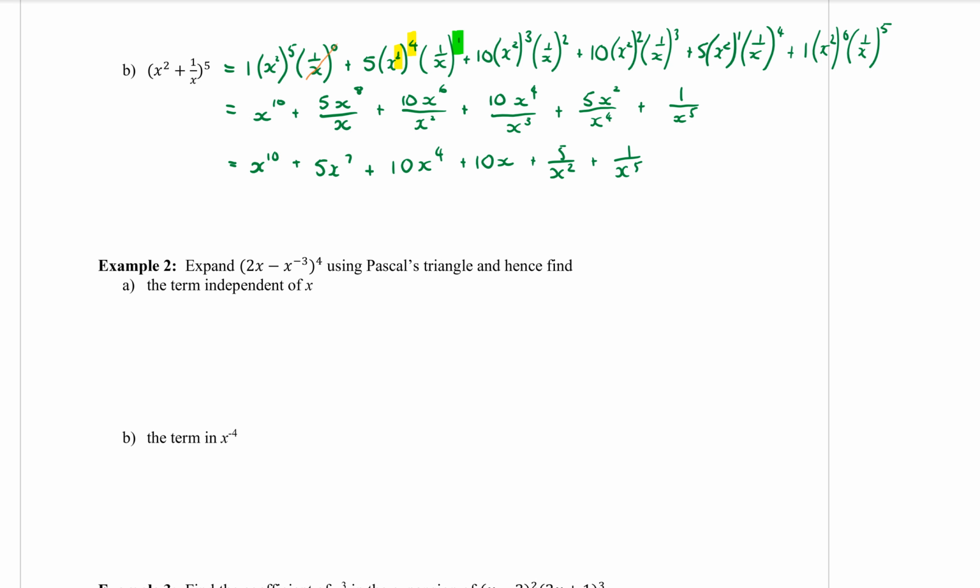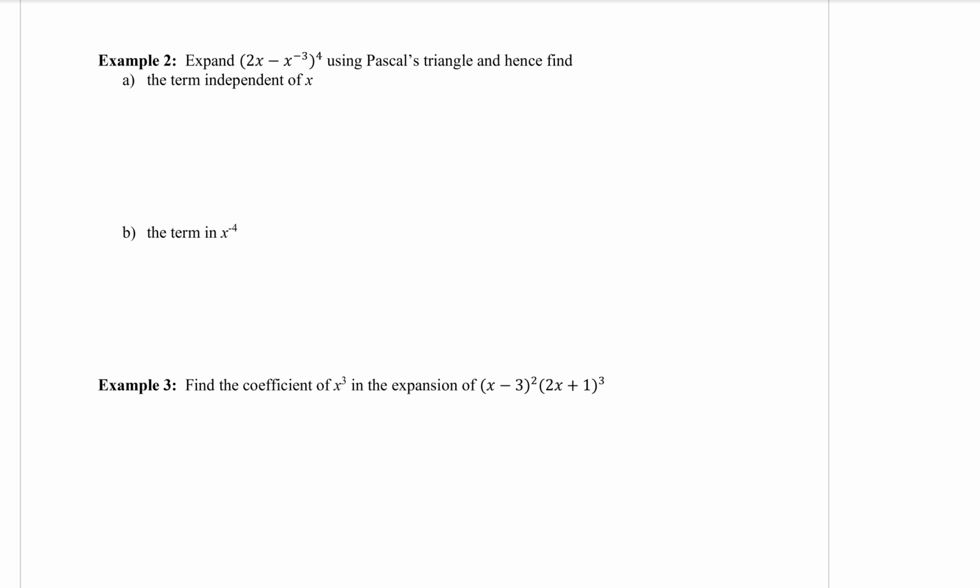Example number 2. It says to expand 2x minus x to the negative 3 all to the power of 4 using Pascal's triangle, and hence find the term independent of x. Independent of x means that there will be no x in that term. In other words, it'll be a constant. So expanding this, it's a degree 4, so we want the 5th row of Pascal's triangle again.